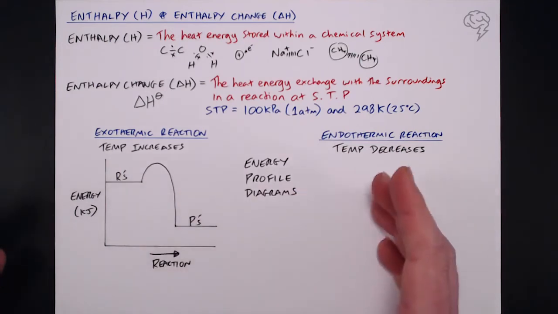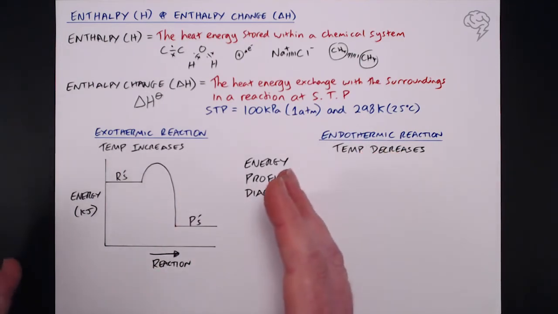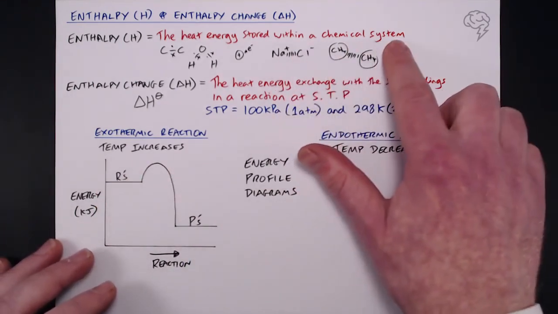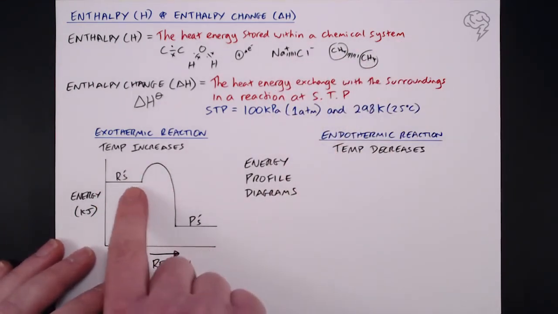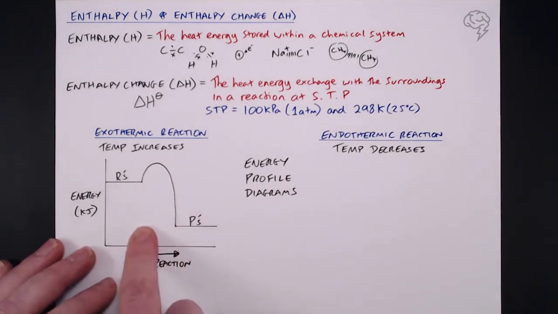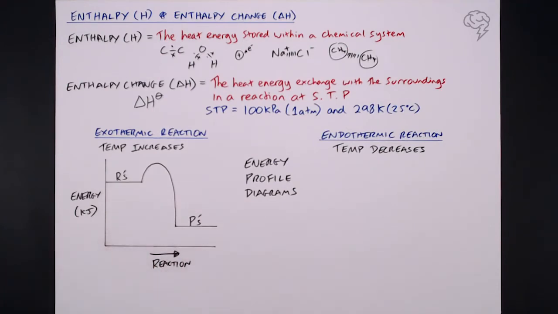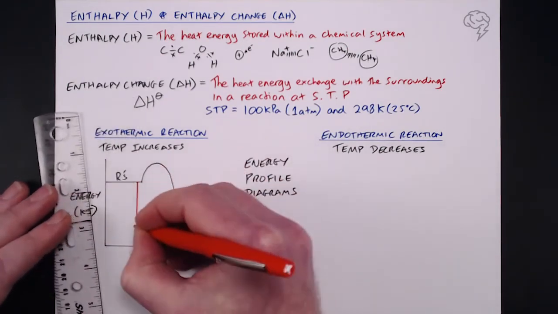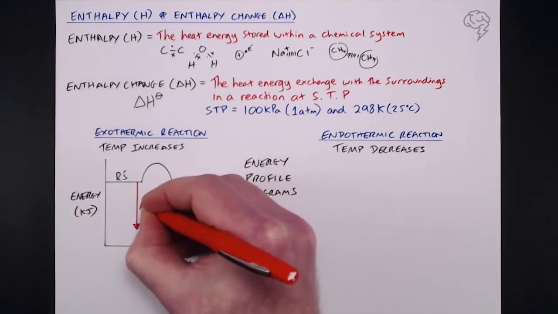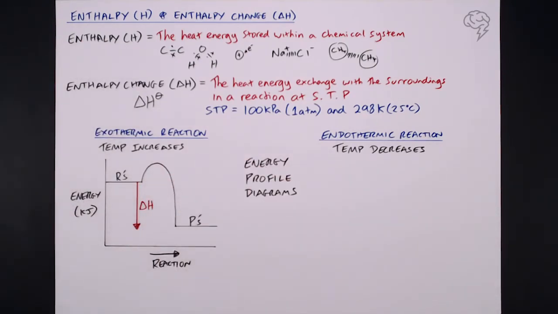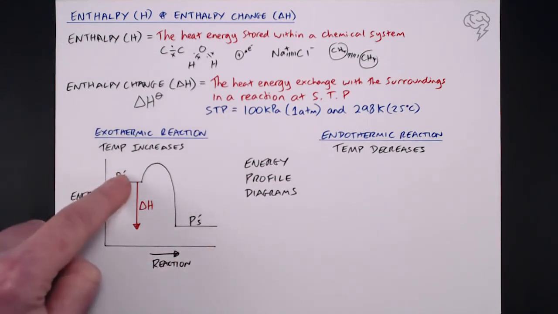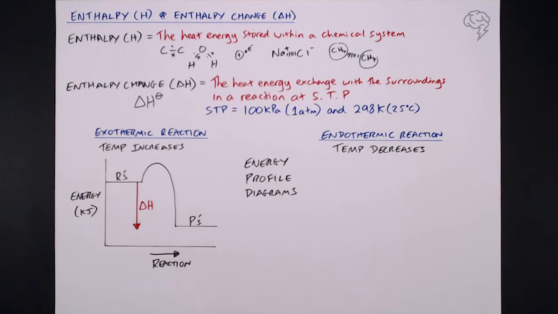So what do we know in terms of delta H here? Well, H, of course, is the energy stored within a chemical system. We can see here that the energy stored within our system between the reactants and products has gone down. So we can label our delta H here like so. So this is our delta H, the difference in enthalpy. This is the enthalpy of our reactants. This is the enthalpy of our products. It's gone down.